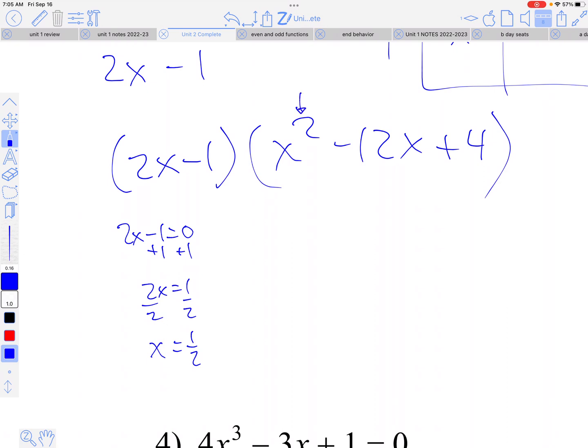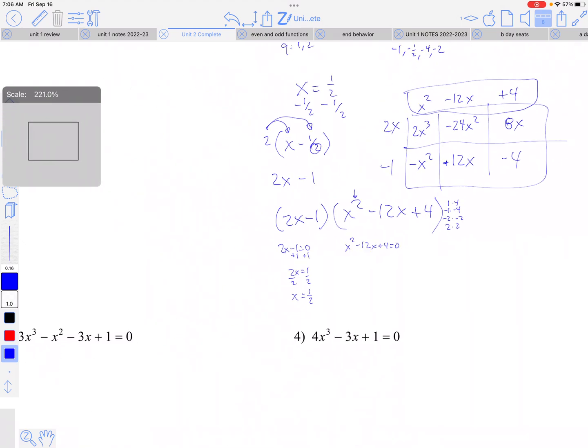So I'm going to see if I can factor. I'm going to think of the things that multiply to give, because if I set up the zero product property, I'm not going to be able to solve. So I'm going to think what multiplies to give me 4, adds to give me negative 12. So I have 1 times 4, negative 1 times negative 4, negative 2 times negative 2, 2 times 2. None of those add up to give me negative 12.